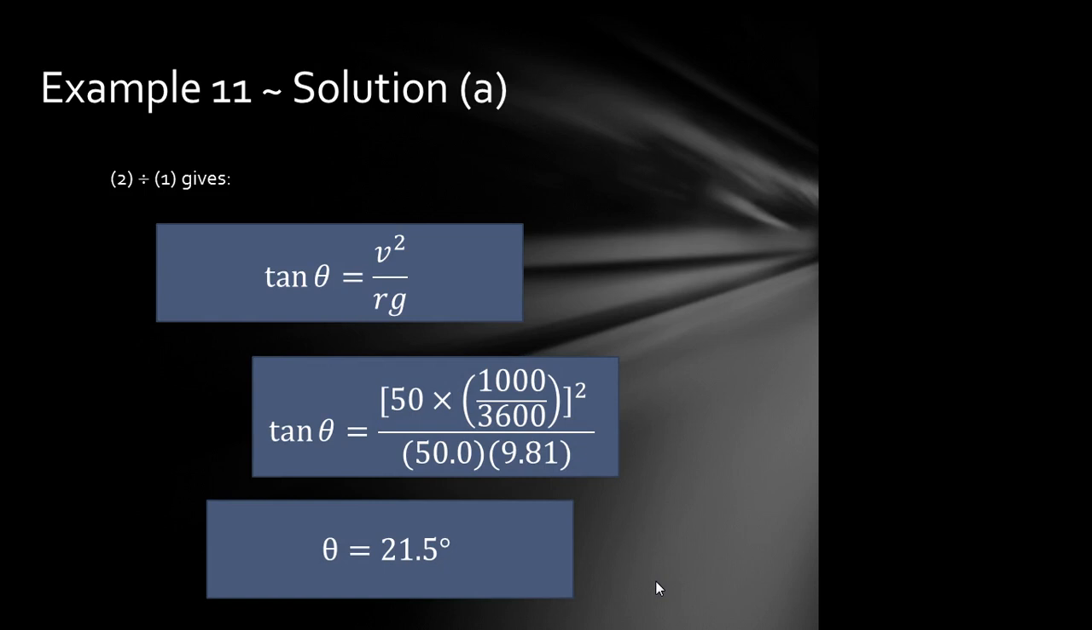Just take note that this 1000 over 3600 is to convert kilometers per hour into meters per second. That's all, because in physics we're actually using meters and seconds. So the net effect of this is, if I'm able to keep a slope at 21.5 degrees, a car doesn't even need any friction in order to maintain circular motion by moving at 50 kilometers per hour for a radius of 50 meters. It doesn't have to depend on friction at all.